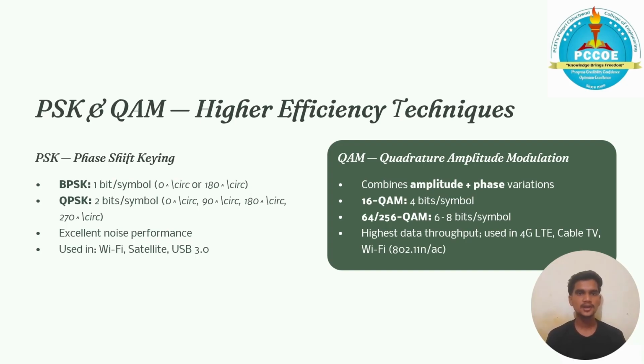QAM, quadrature amplitude modulation, is the most powerful technique. It changes both amplitude and phase at the same time. 16 QAM gives 4 bits per symbol, 64 QAM gives 6 bits per symbol, and 256 QAM gives 8 bits per symbol. More bits per symbol means more data in the same bandwidth. This is exactly why 4G LTE, Wi-Fi 5 and Wi-Fi 6 all use QAM. They need very high speeds.